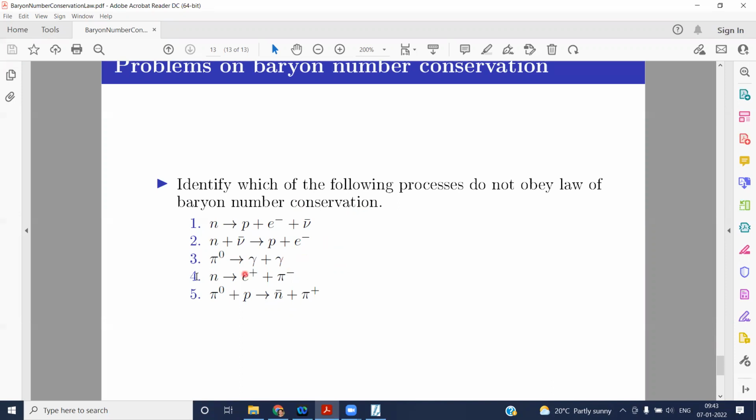Third process. What is the baryon number on the left-hand side? 0. Right-hand side? 0. So this can happen in nature. According to baryon number conservation, 3 happens in nature. 4. Left-hand side 1. Right-hand side? 0. So it is not conserved. It cannot happen. So you should say this cannot happen according to baryon number conservation. 5. 1. Right-hand side? -1. So it doesn't happen in nature. So these 5 problems are only baryon number conservation.